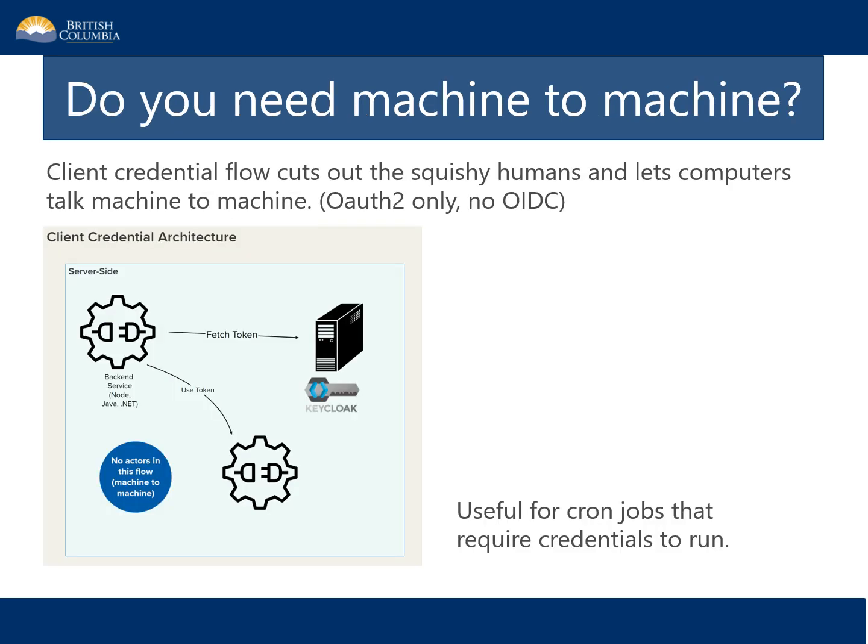Finally, do you need machine to machine? Client credential flow cuts out the squishy humans and lets computers talk machine to machine. Note this is OAuth 2 only, there's no OIDC in this process. It's useful for things like cron jobs that require credentials to run. Note that there's no user input into this flow.